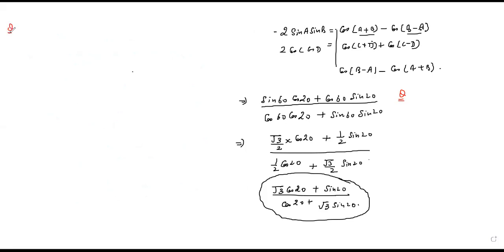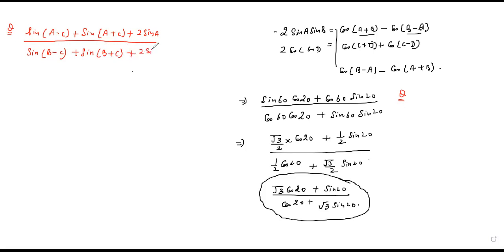He's saying, the question is, prove that sin (A minus C) plus sin (A plus C) plus 2 sin A, over sin (B minus C) plus sin (B plus C) plus 2 sin B, is equal to sin A over sin B. This is the question. So on the left hand side, I'm going to start.